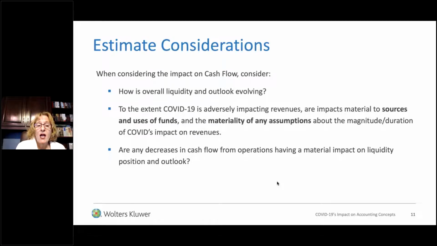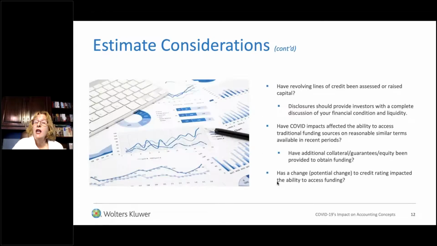So think about that. Think about, are any decreases in cash flow from operations really having a material impact on liquidity and position output? If it is, you're going to have to start thinking, if you're a public company, is that impacting your credit rating? If it's impacting your credit rating, then that may impact your ability to access lines of capital. Also, have revolving lines of credit been assessed or raised, or has capital been raised? If so, you need to make sure you provide the right disclosures to your investors with a complete discussion of your financial condition and liquidity.